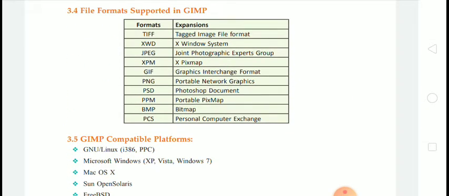File formats supported in GIMP. Formats and expansions: TIFF, Tagged Image File Format. XWD, X Window System. JPEG, Joint Photographic Experts Group. XPM, X Pixmap. GIF, Graphics Interchange Format.